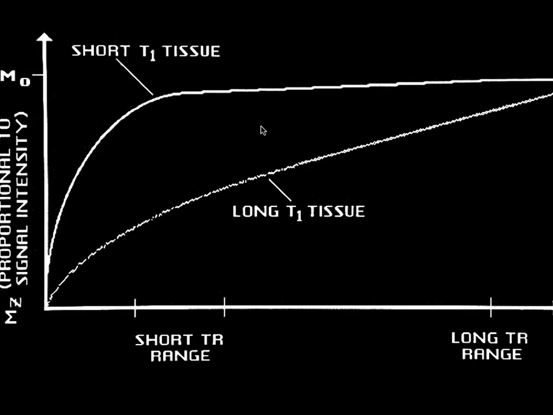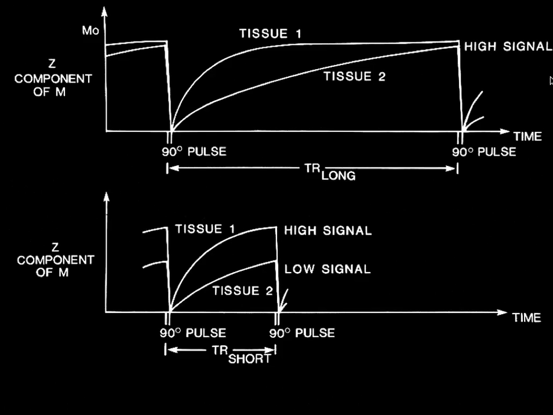And then this is another example showing these two curves. So this is the short TR range. This is why Michael said that T1 weighted images use short TRs, because if we use a short TR, we can maximally separate tissues with two different T1 times. If we have a long TR, there's no separation between the two.